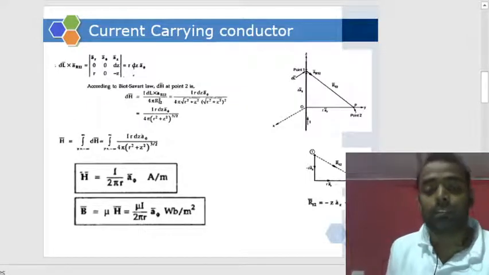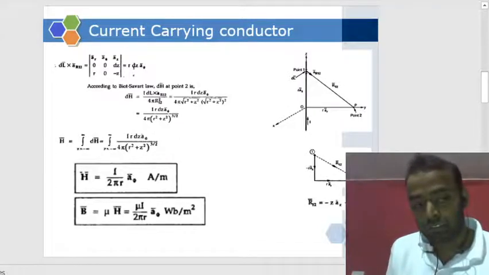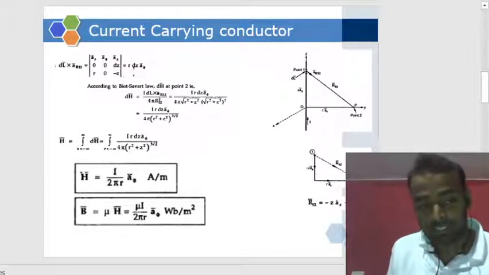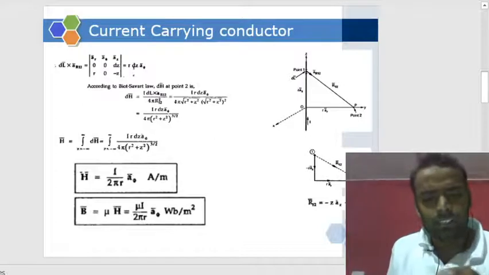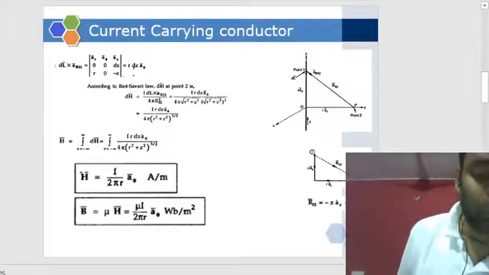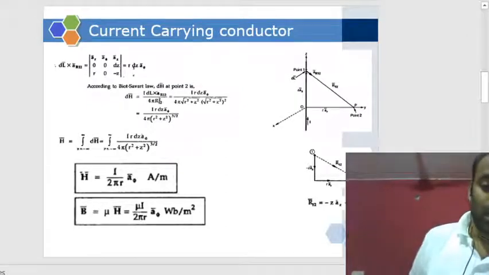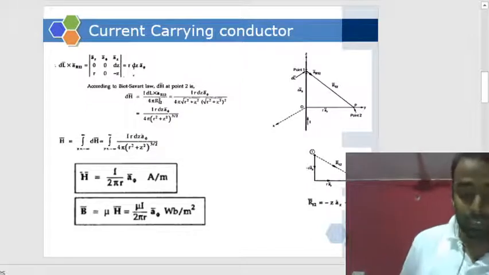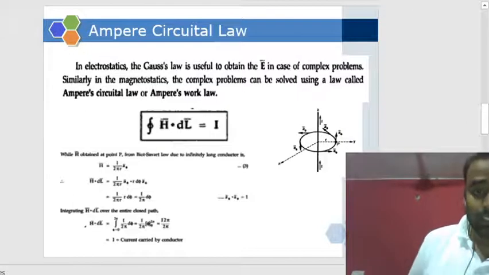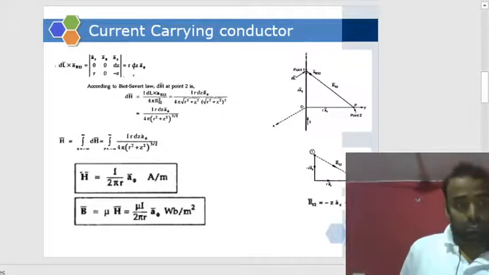And this is Tesla. I'm sorry if I said wrong on the magnetic field intensity. In today's lecture, I guess I said ampere per meter Tesla, but it is Weber per meter square, that is Tesla. The unit of B is Weber per meter square, that is Tesla. So that was all about the Biot-Savart law.